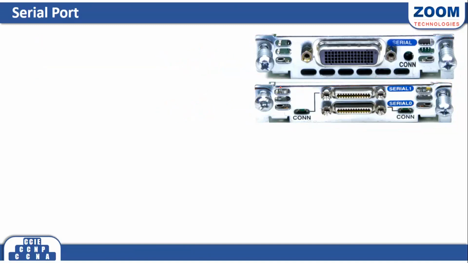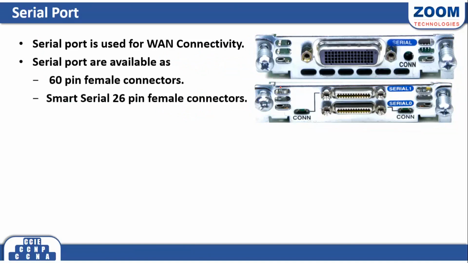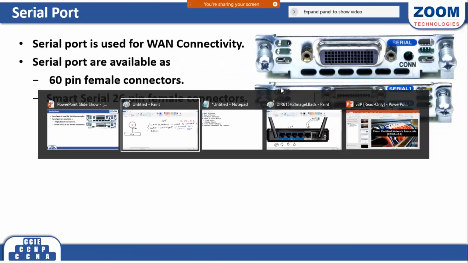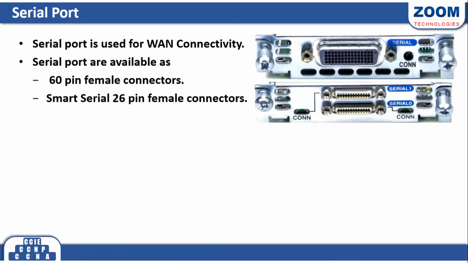Smart serial is now the standard. Serial ports are used for WAN connectivity purposes. Serial ports are available as a 60 pin female connector. Smart serial has a 26 pin female connector. That is the difference between normal and smart. Clear? Clear, sir.